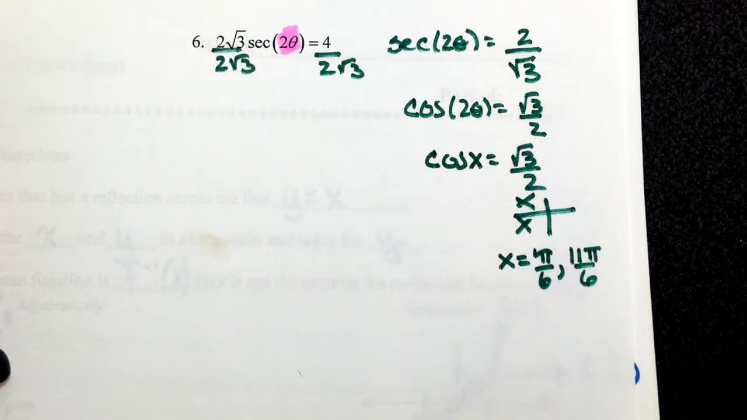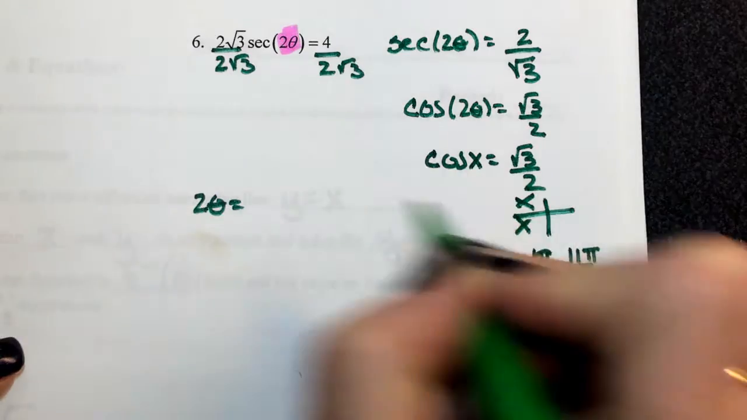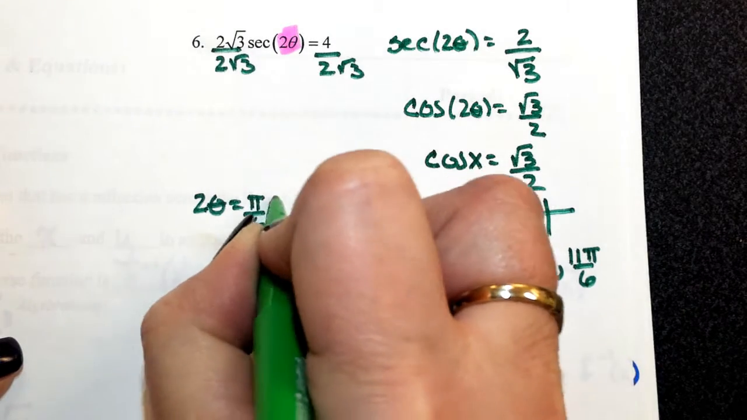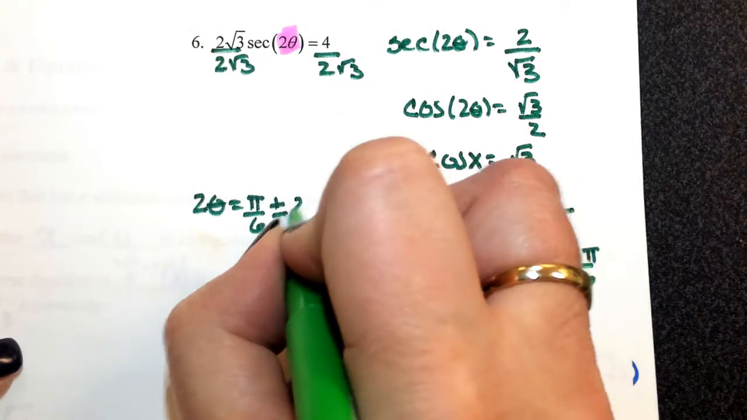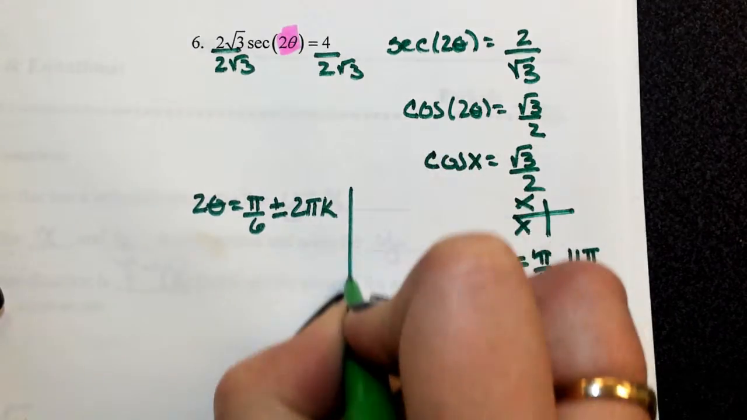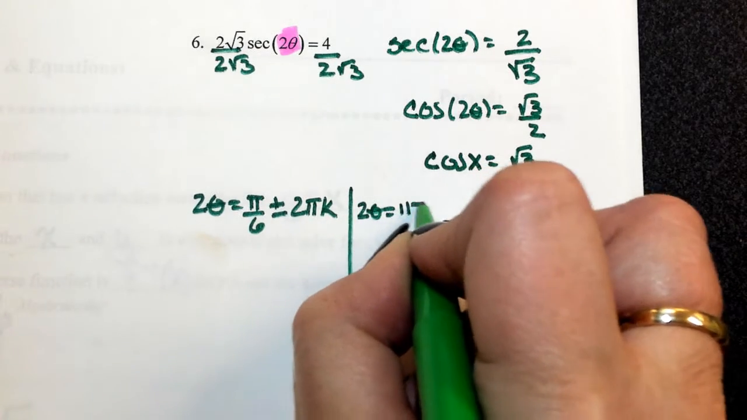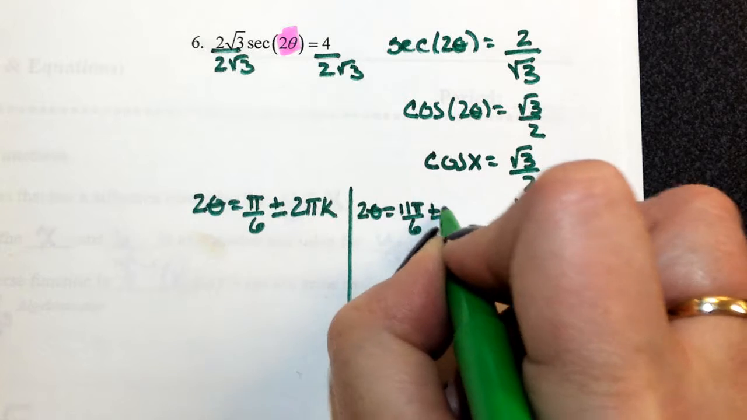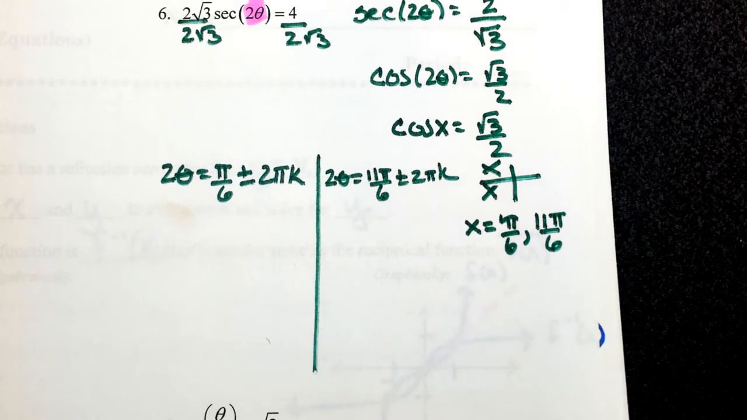How many answers do you think we're going to come up with? Perhaps? 4. So I'm going to bring my 2 theta is equal to pi over 6 plus or minus, is it going to be 2 pi k or 4 pi k? 2 pi k. And again, I just like to write for the second angle as well. 2 theta is equal to 11 pi over 6 plus or minus 2 pi k.